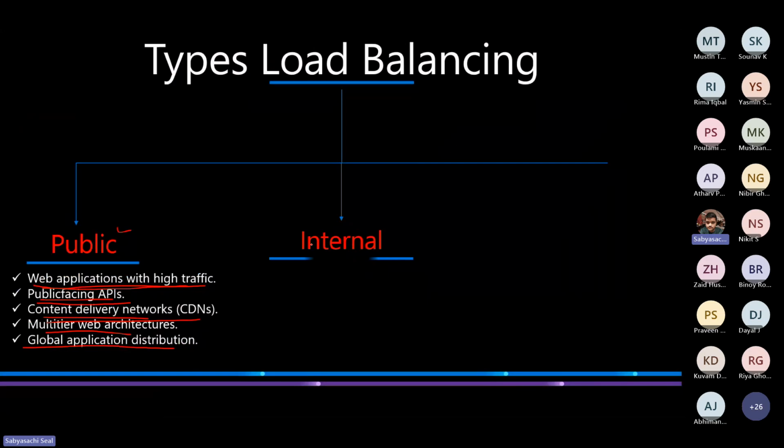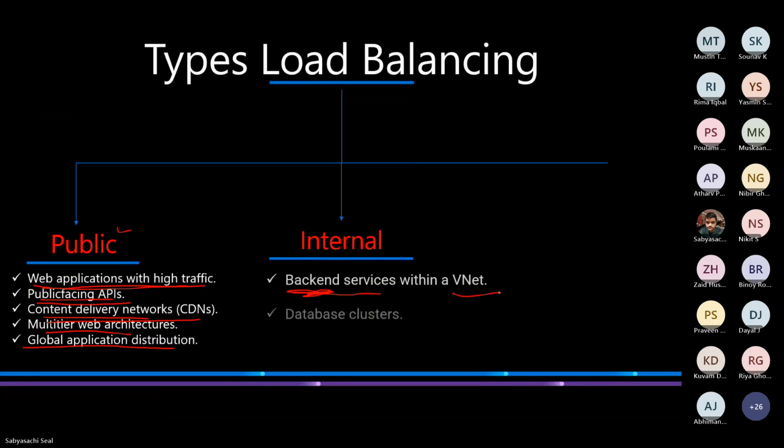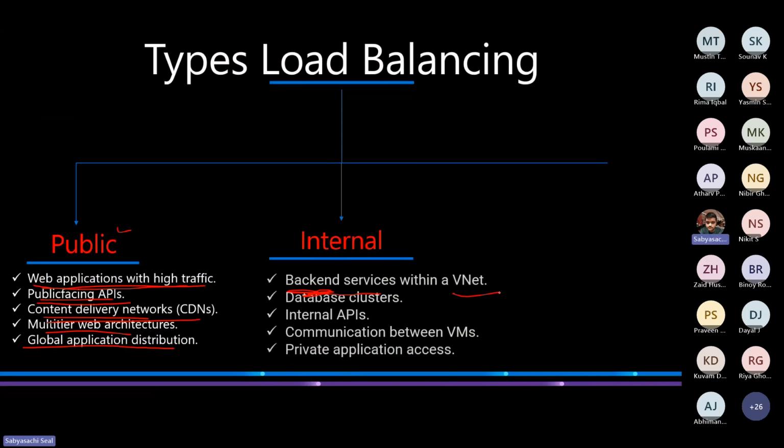So there is internal load balancing also. What do we use internal for? It's definitely not going to the users. So it's backend services with a virtual net, database clusters, because that's also in the backend. We don't really show our databases to the users. Internal APIs, communication between virtual machines, and private application access. So all of this mentioned here has nothing to do with the user. This is everything that is happening internally, right?